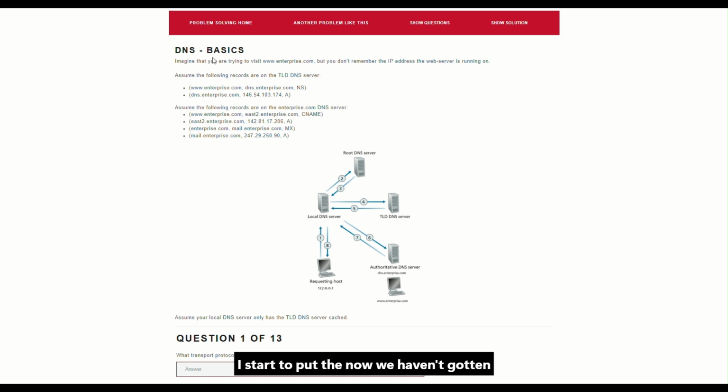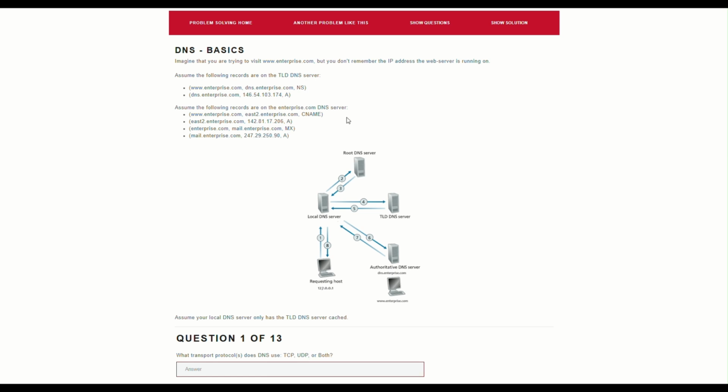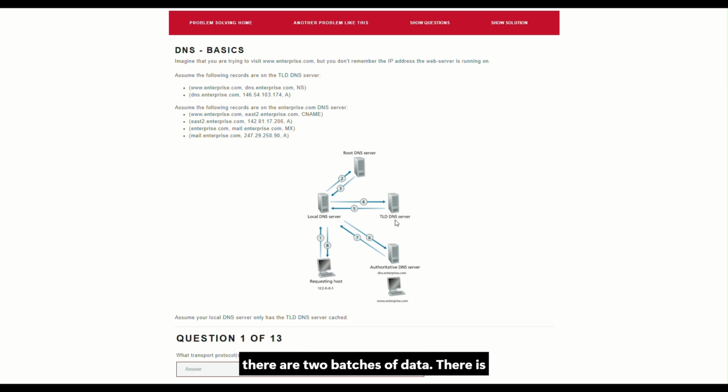So, we're going to start off. We've gotten the following records in two DNS servers, right? The way the record is structured is that this is a name, this is the value, and then this is its unique identifier, or in this case, the RR. So it's name, value, RR. And there are two batches of data: one in the TLD DNS server, and then there are 4 pieces of data in the authoritative DNS server.